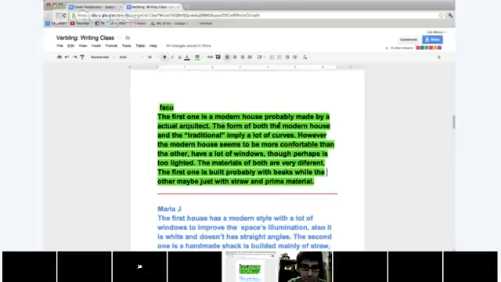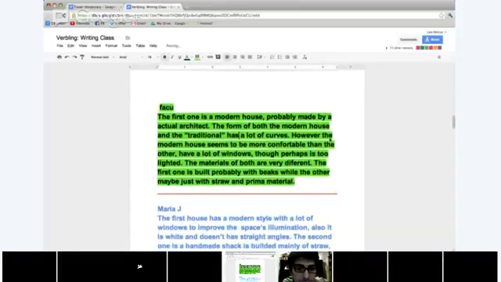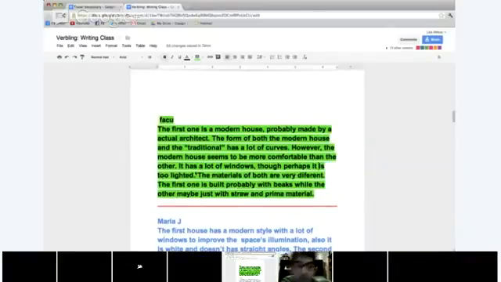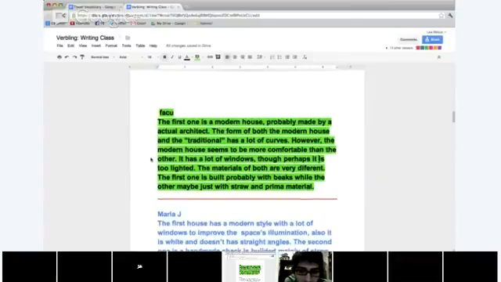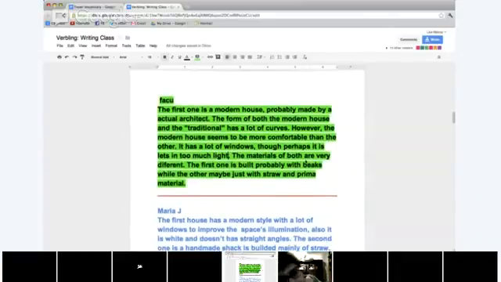Okay. All right. The first one is a modern house, comma, probably made by an actual architect. The architect is with a CH. The form of both the modern house and the traditional, I would just say, has a lot of curves. However, comma, the modern house seems to be more comfortable than the other. Comfortable with an M. I would say it has a lot of windows that perhaps it is too... Provide sufficient light? Though perhaps it has too much light. I think it's what you mean. I would say maybe like lets in too much light, because of all the windows. The materials of both are very different, with two Fs.